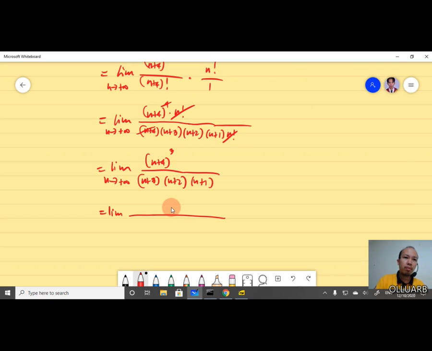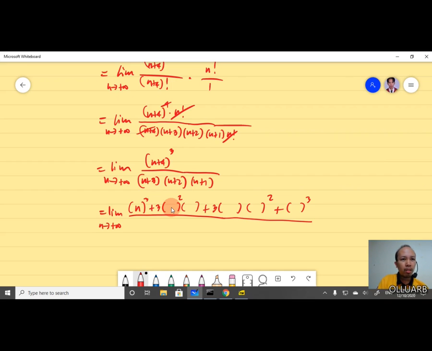So we have a special product: cube the first term, plus 3u squared v, plus 3uv squared, plus v cubed, as n approaches positive infinity.